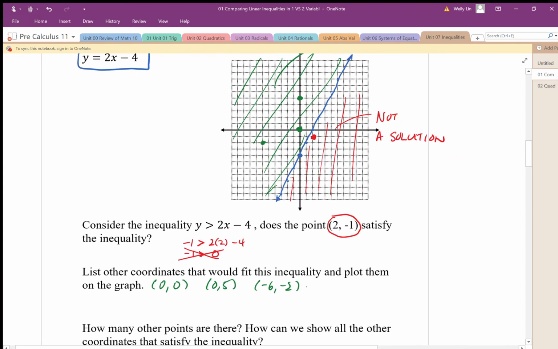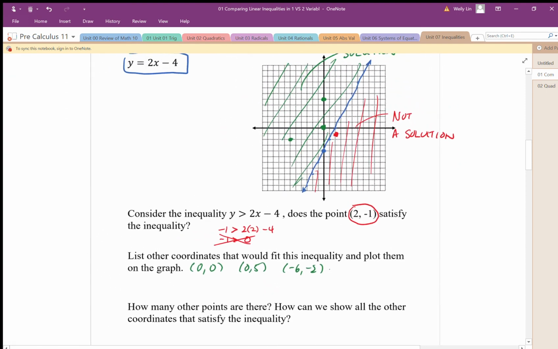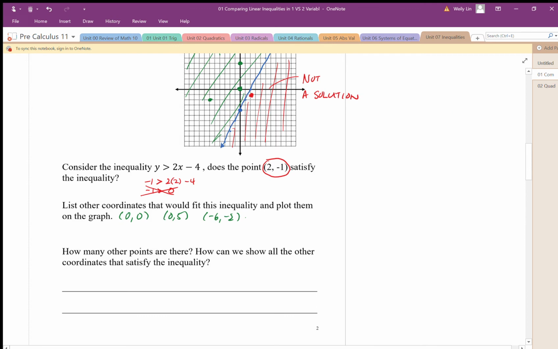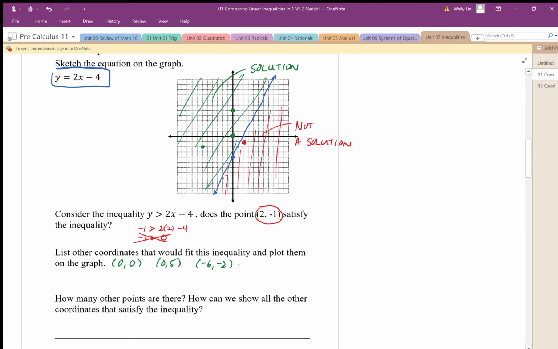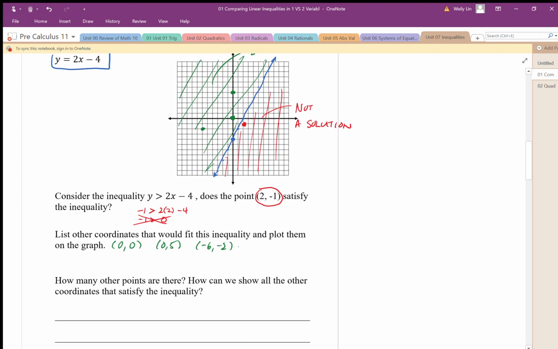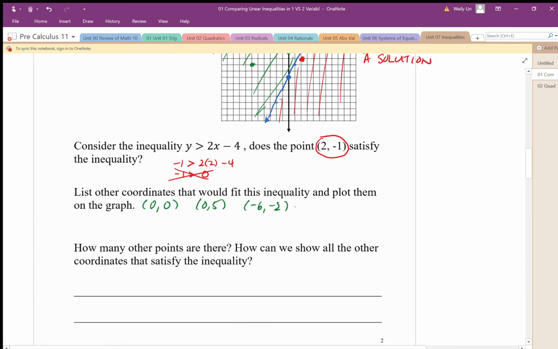So then what's happening is that for a two-variable inequality, we have a two-dimensional solution, or area solution. Our solution is not on a line, the solution is an area. So how many points work? Well, there are infinite points that work. So there are infinite solution pairs of x and y.